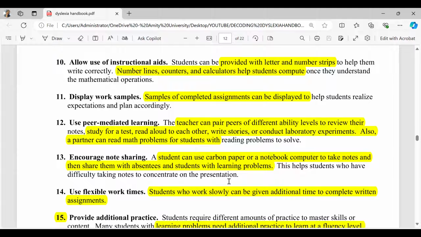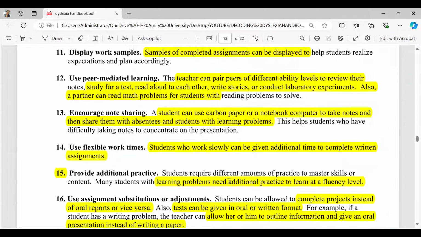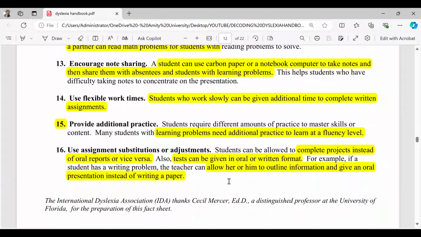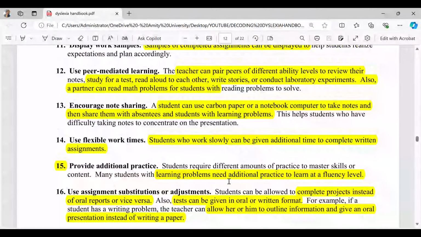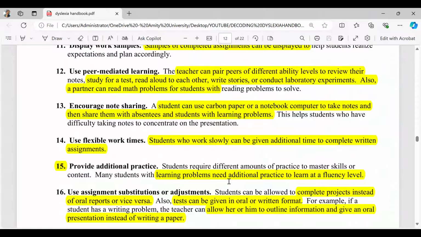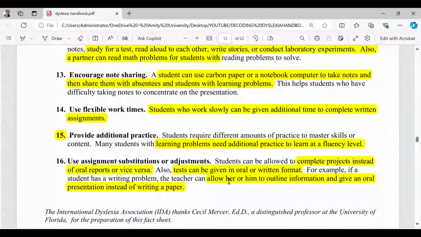Whatever work you want, you show a sample to the child, that this is the task we are expecting you to do, this is the activity we want you to do, these are the steps you need to follow. So displaying the work sample, using peer mediated learning, peer buddy system, encouraging the child to explain the concept to his friend, to his peer. Encourage note sharing using a carbon paper, notebook, computer, so that if the student with learning problem is absent, it is easy to see what has been done in the previous class.